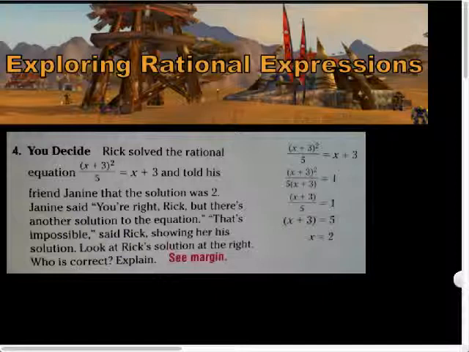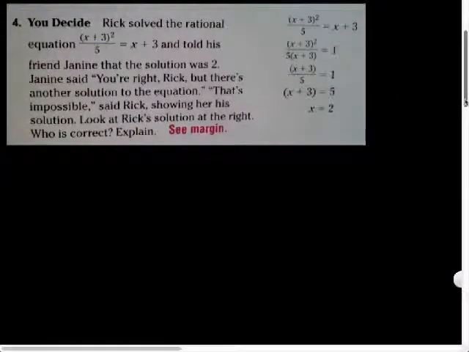We were talking about solving rational equations, specifically word problems related to them, yesterday. And we're on page 581 and 582. Here's question 4. I like this problem. It says, you decide. Rick solved the rational equation and told his friend Janine that the solution was 2. And Janine said, you're right, Rick, but there's another solution to the equation.